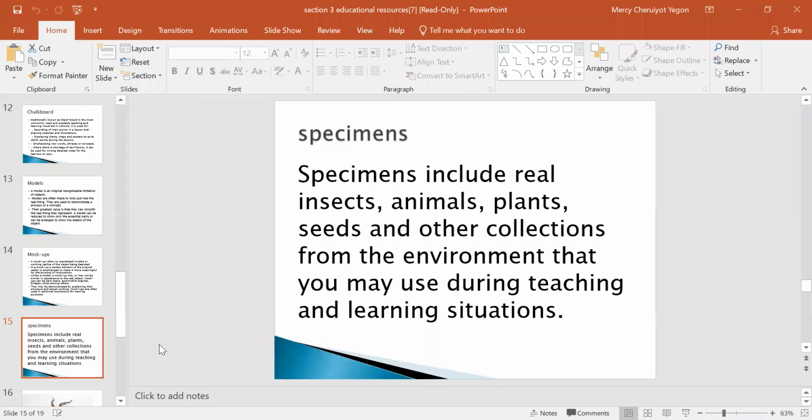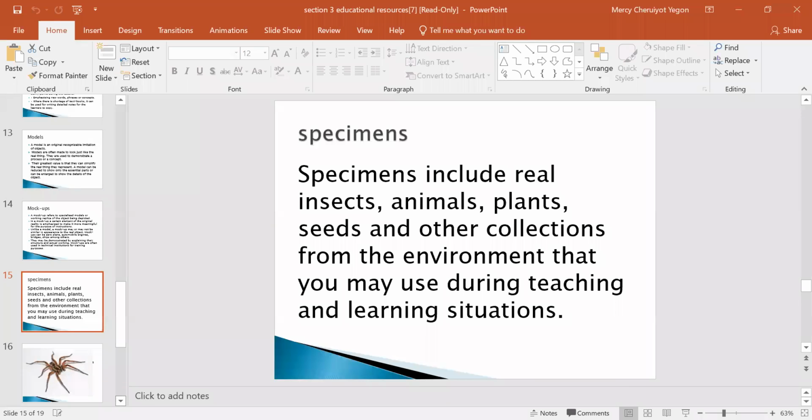Specimens. Specimens include real insects, animals, plants, seeds, and other collections from the environment that you may use during teaching and learning situations. And nowadays with CBC, there's even time for us to go out and collect specimens.